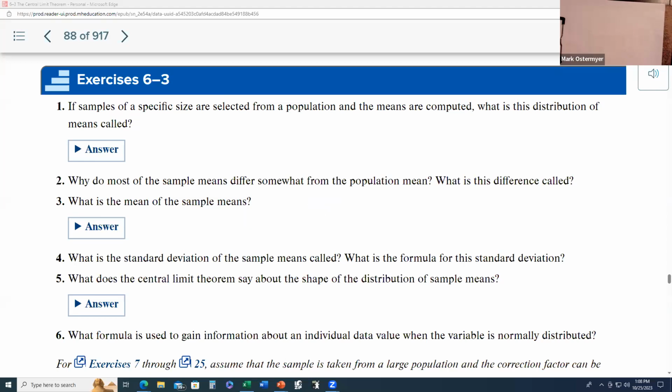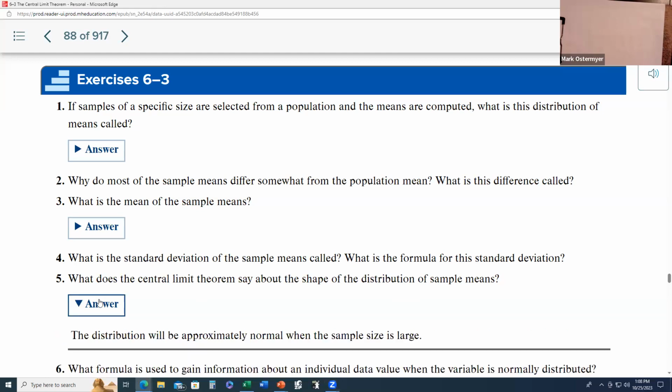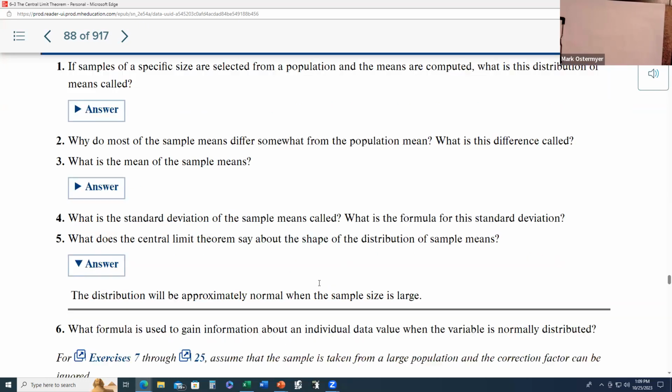All right. Number 5, what does the central limit theorem say about the shape of the distribution of those 20 sample means? It says the distribution will be always approximately normal when the sample size is large. Our sample size was 30, so that's considered to be essentially large enough. Even if our parent population is skewed, we can still rest assured that the sampling distribution of those 20 sample means is approximately normally distributed.